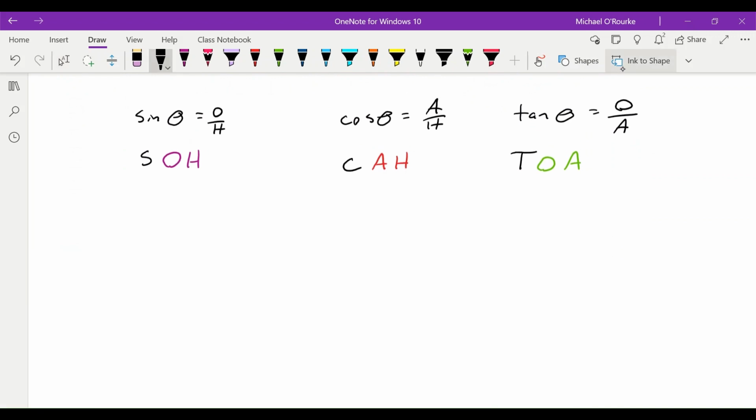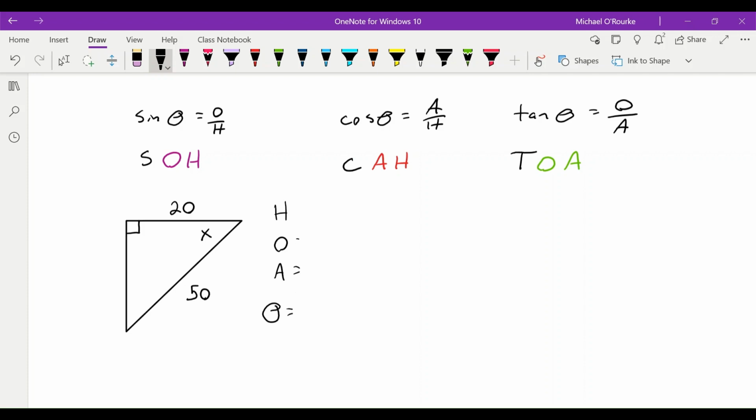So let me make my shape here. Perfect. I'm going to put my 90 there, and I'm going to put X in the corner this time. Then I go 50 and 20. All right. And as we go through this, you can pause it at any time as I go through my solution so you get caught up.